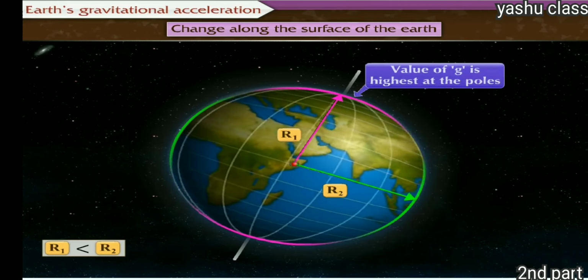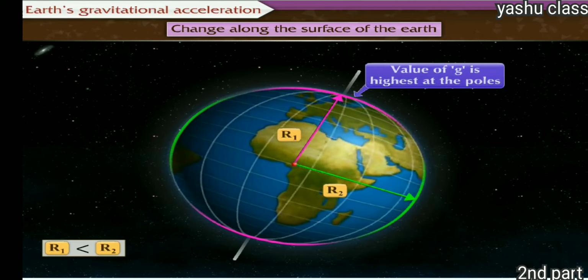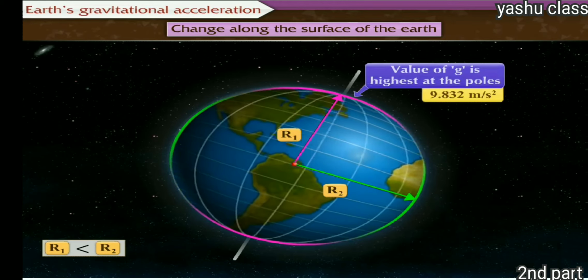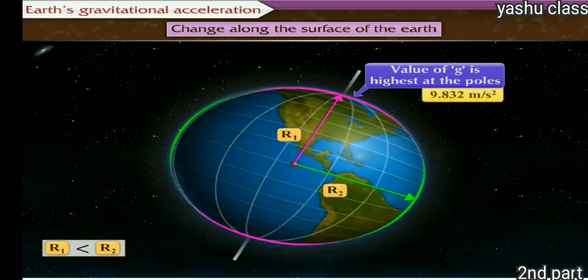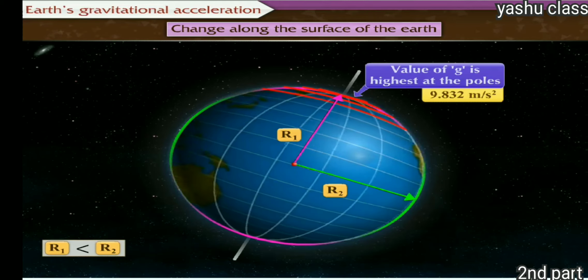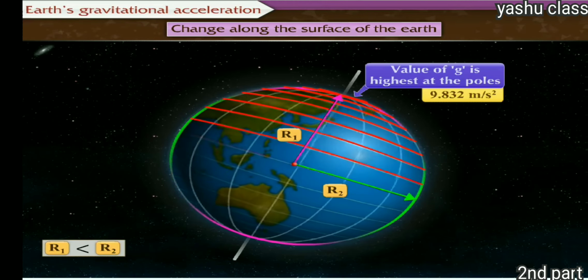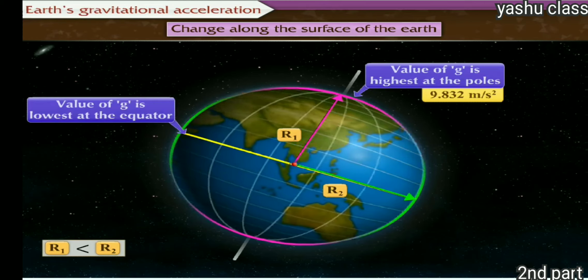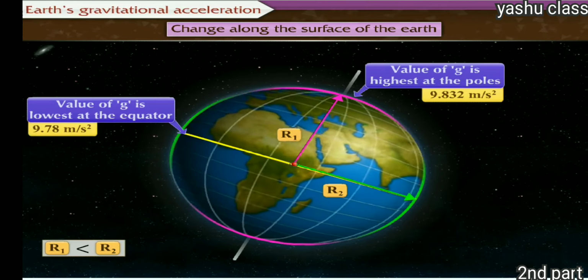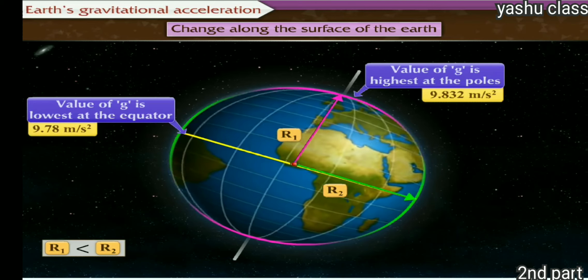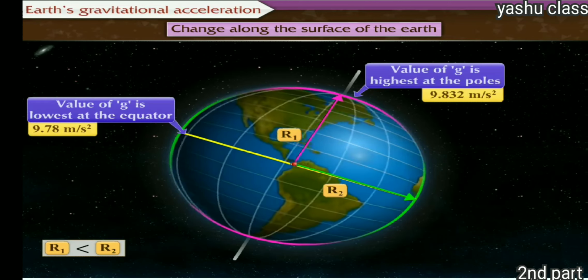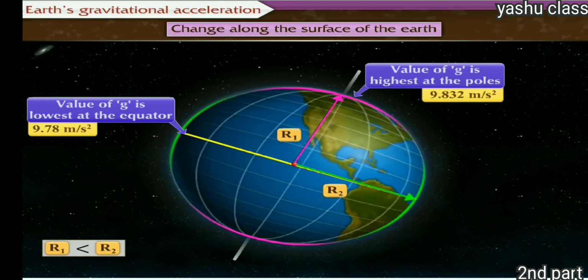Therefore, the value of g is highest at the poles. It is 9.832 meter per second square. As we move from the poles towards the equator, the value of g decreases slowly. The value of g is lowest at the equator. It is 9.78 meter per second square. Now we will study the variation in value of g with change in height.